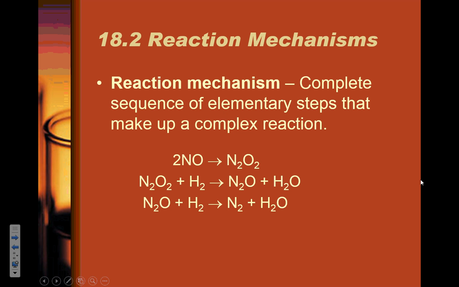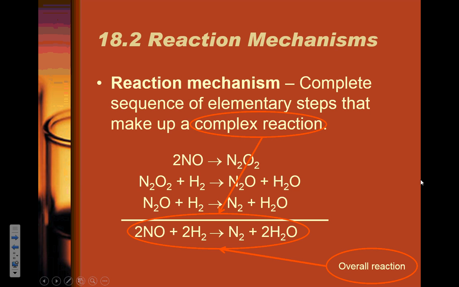So every one of these is what we call an elementary step, a simple reaction of two particles colliding. So these are elementary steps. But if I add them up and cancel, I get what's called the complex reaction or the overall reaction. So that's what I mean by reactions that we see balanced are often complex reactions or overall reactions. They're not really on a particle level how the reaction is occurring. That's what the mechanism's job is: to look at it on a simple particle by particle basis. How would a reaction actually occur?